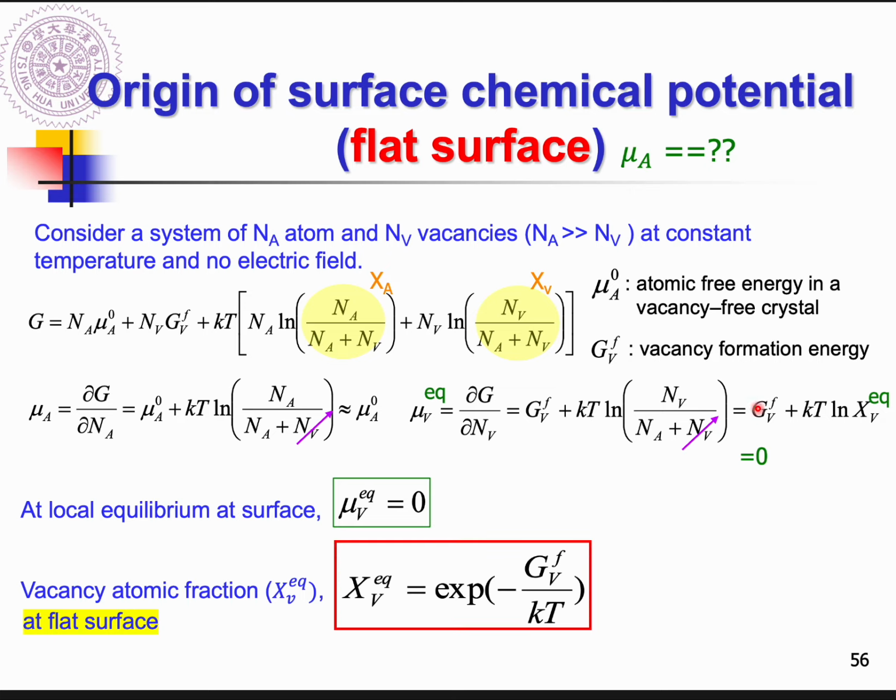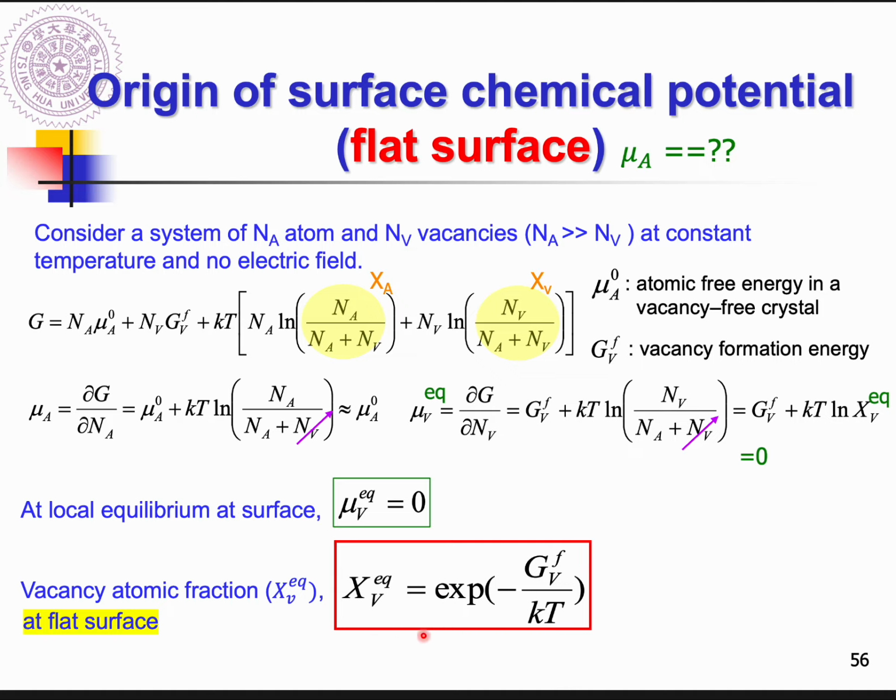So you move the Gibbs formation energy here, then you can get the XV expressed as the exponential of minus the vacancy formation energy divided by kT. This is the atomic fraction of vacancies on the flat surface. And in order to get this one, we made this important assumption here, so we can have this result.